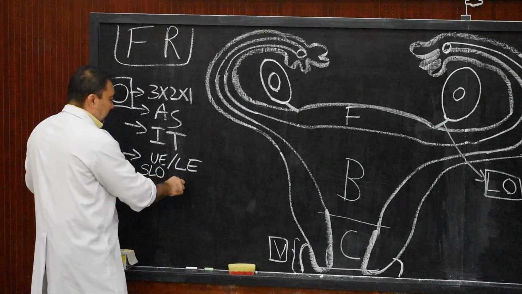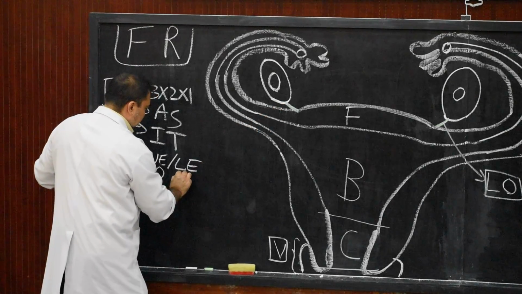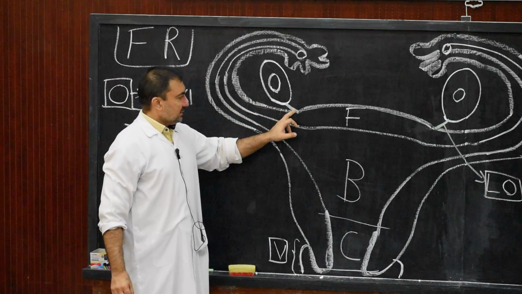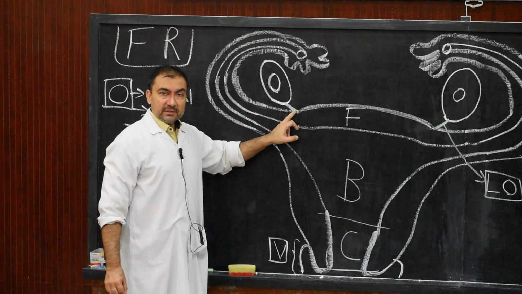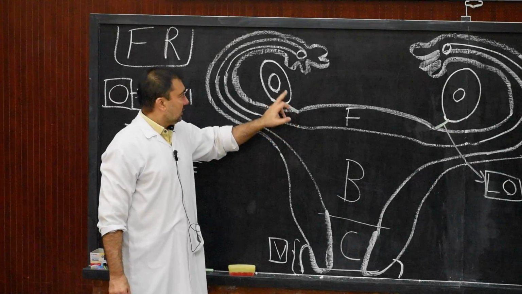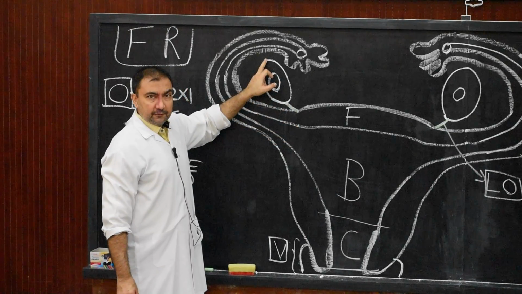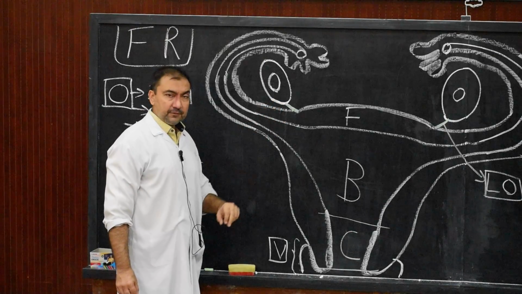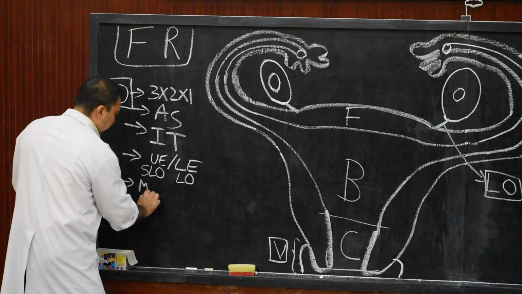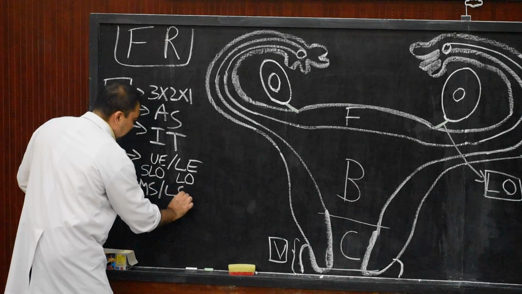Now, the lower end of the ovary is connected with the ligament of the ovary, and it will be connected to the lateral part of the angle of the uterus. So these are the two: upper end, suspensory ligament of the ovary; lower end, ligament of the ovary.